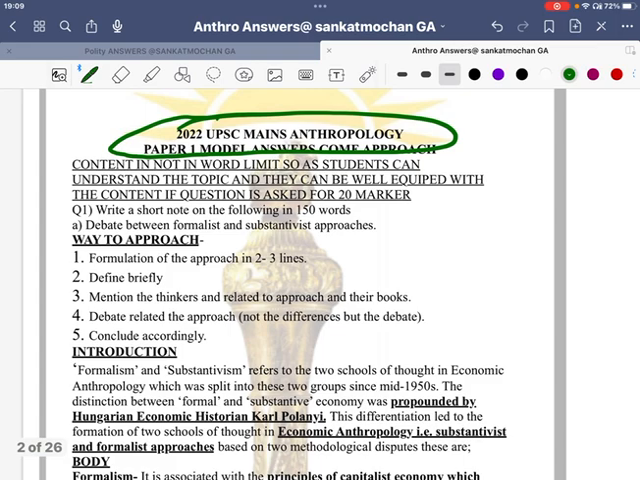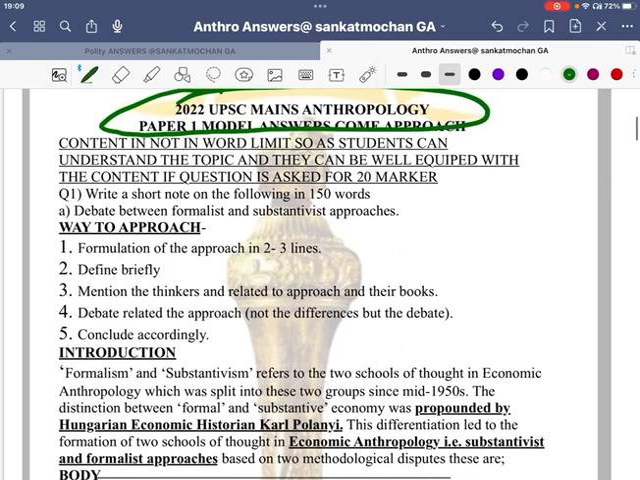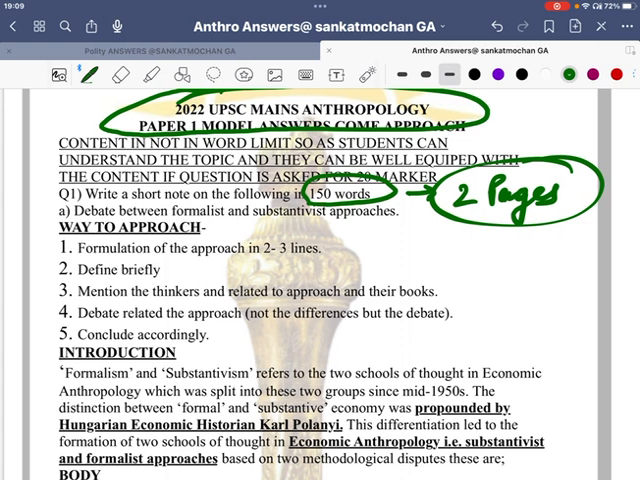Fine. So, in 2022, Paper 1, a question of around 150 words, in 150 words we have to write only 2 pages. And this is compulsory, you cannot leave it. If you leave it, you cannot go to any alternates. So, the question was: debate between formalist and substantive approach.